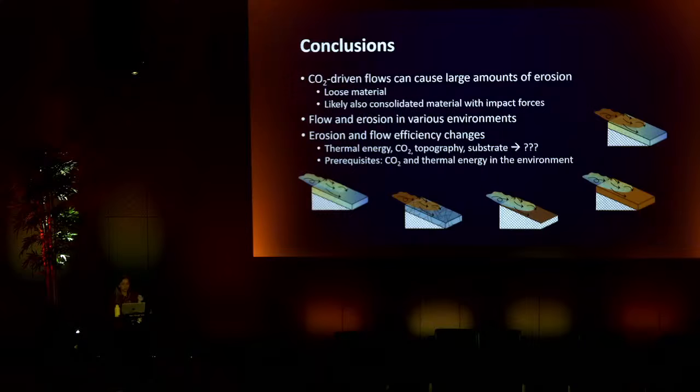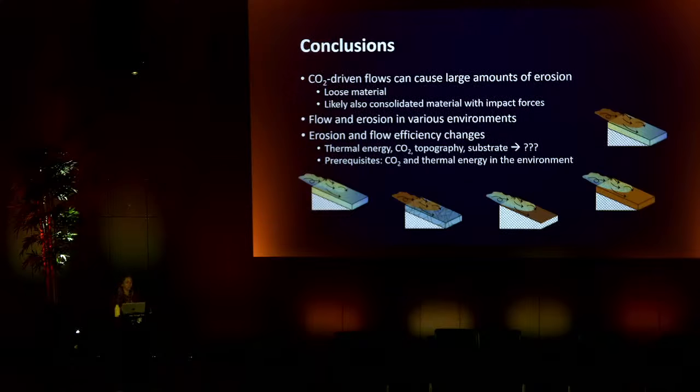Thermal energy, the amount of CO2 that's present in the system, and also the topography. So I could not show you this, but we've done experiments at different flume angles, and we see different types of flow efficiencies. One thing that is very clear is that we need two prerequisites. So we don't only need CO2 for these flows to occur, we also need some thermal energy in the environment to actually keep these flows going.